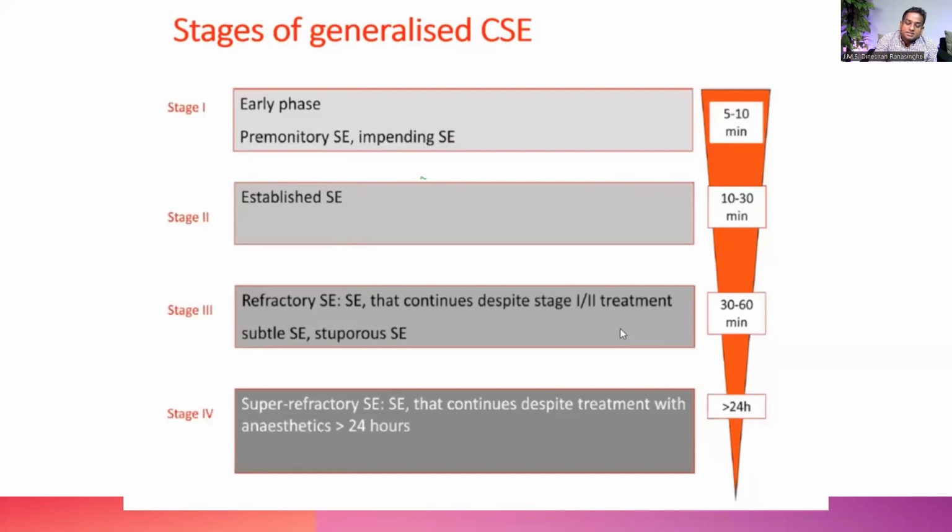This is just for if somebody is interested in doing postgraduate studies. What you need to know is that the first 5 minutes you call impending status, after that it becomes established status, and after 30 minutes it becomes refractory status.